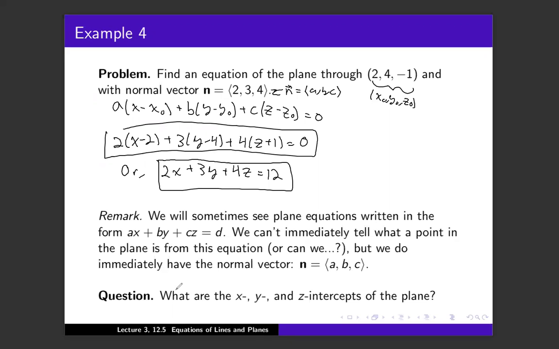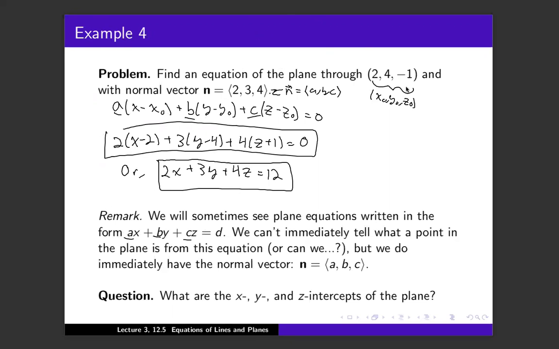But we do have a normal vector. Still, ABC is the normal vector. These coefficients, A, B, and C, are the same A, B, and C from before, that you'd multiply in for all of those coefficients.